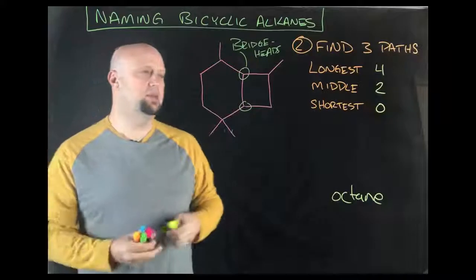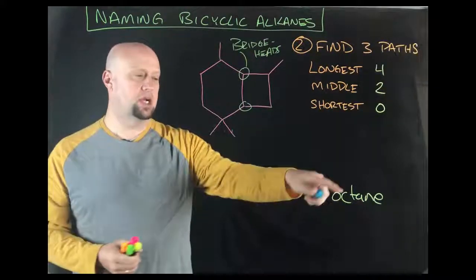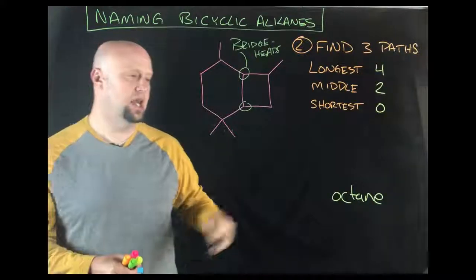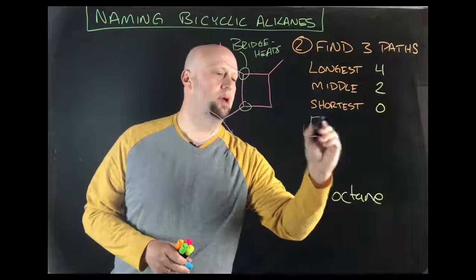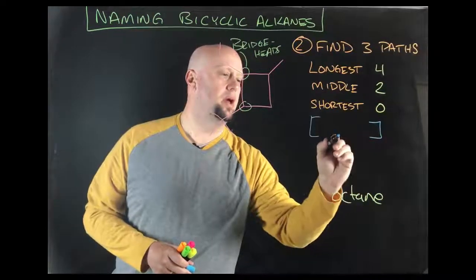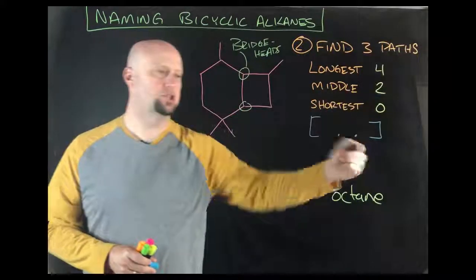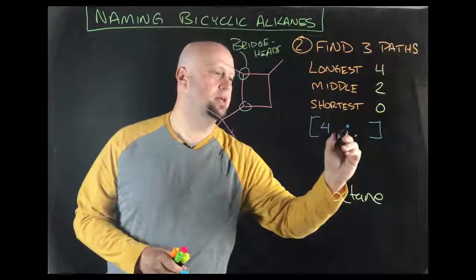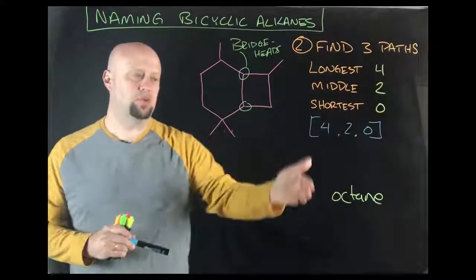Now, why that is going to be so important for naming is because what we're going to do for the name then is we're going to come down here and we're going to amend our base name. And we're going to put a structure in that looks like this. We're going to put in brackets, and then we're going to take those 3 numbers, longest, middle, and shortest, and we're going to write those numbers in there, okay? And that is what goes right before your parent name.